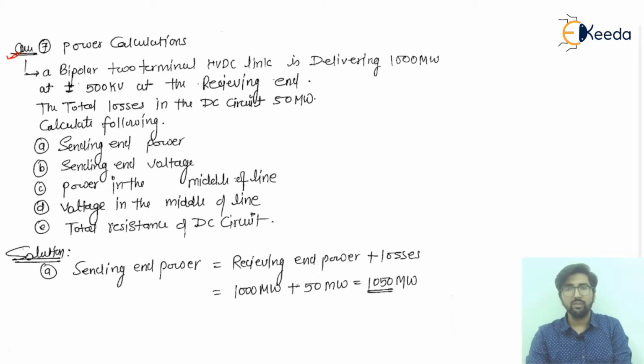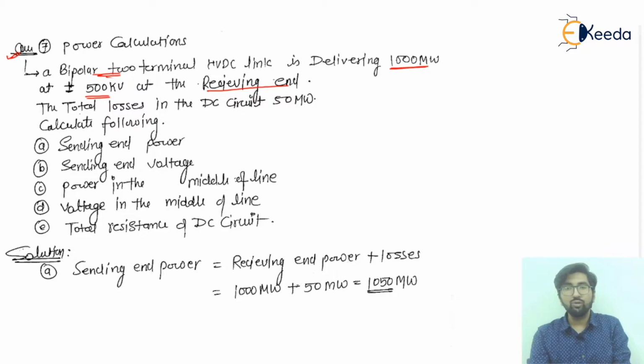So let's start. A bipolar two terminal HVDC link is delivering 1000 megawatt at 500 kV, so plus minus 500 kV, and that is the receiving end. At the sending end we have the generating station, and at the receiving end we have the load stations. At the sending end we have converter station number 1, that is the rectifier, and at the receiving end, that is at the load side, we have the inverter.